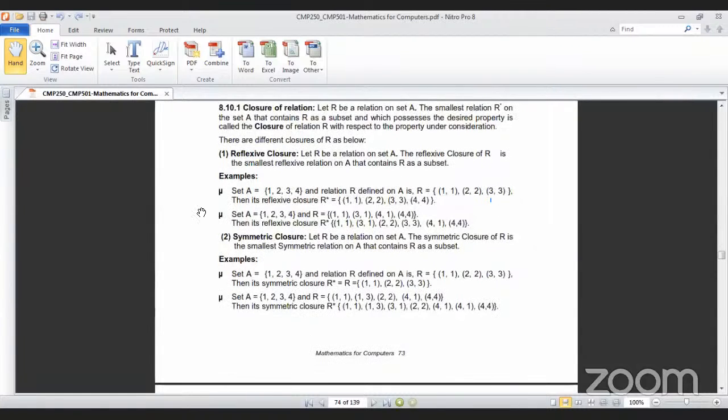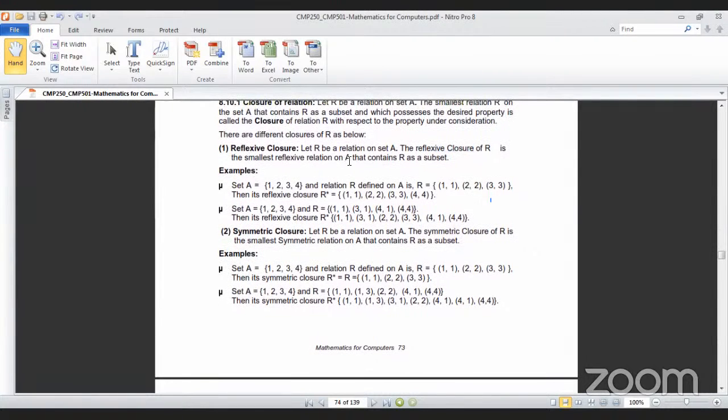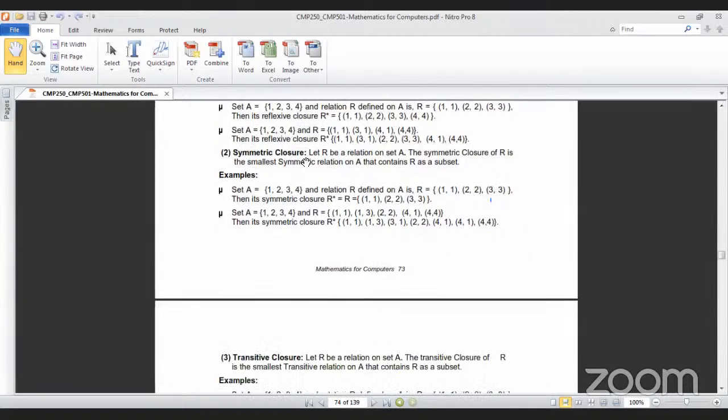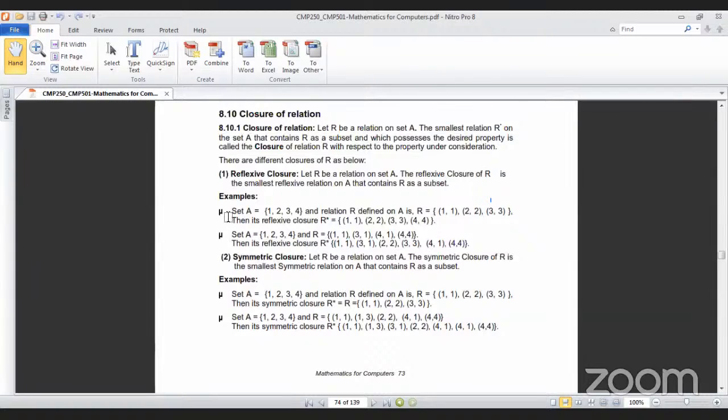So reflexive was what? Let R be a relation on a set A. The reflexive closure of R is the smallest reflexive relation on A that contains R as a subset. You have to change nothing else. In the same way, symmetric closure is the smallest symmetric relation, and transitive closure is the smallest transitive relation. Now let's take the example.